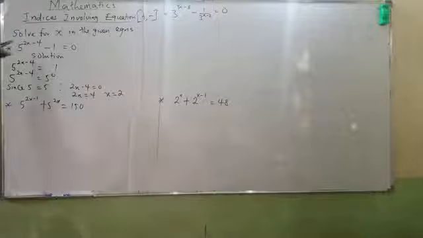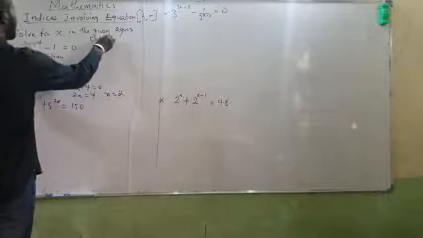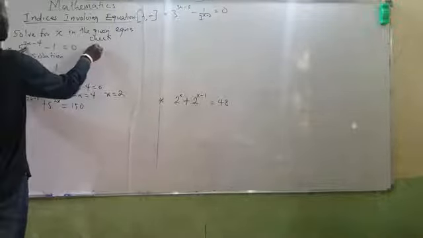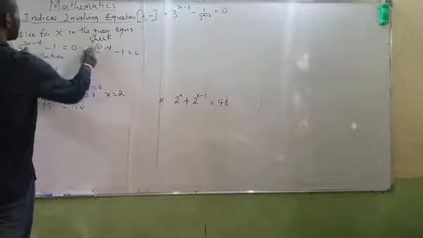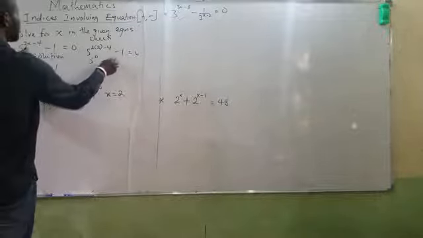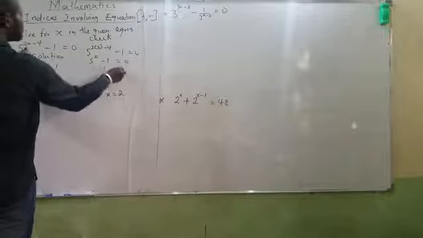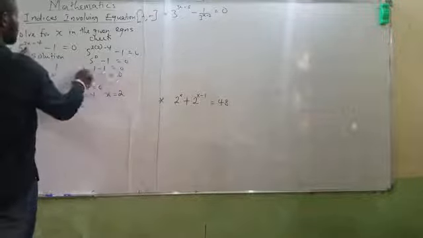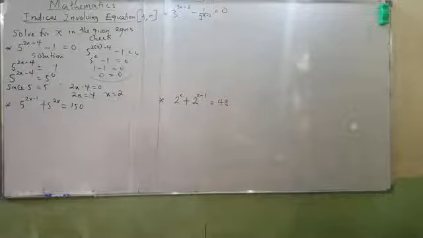Now, if you put 2 here, you will notice that if I should check, I will be having 5 raised to power 2 bracket of 2 minus 4, minus 1 equals to 0, which is going to be 5 raised to power 0 minus 1, which is going to be what? 1 minus 1 equals to 0. 0 equals to 0. Can you see that is how to check for that? Now, number 2.